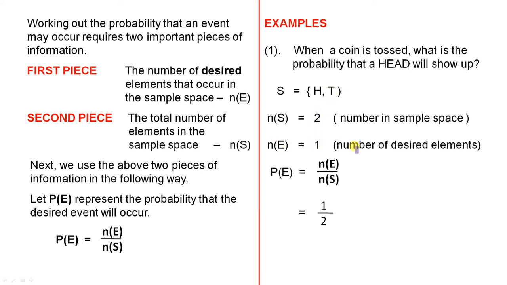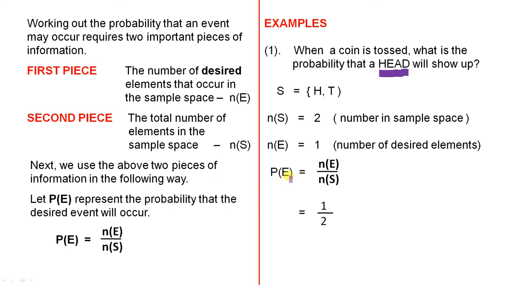NE is 1, the number of desired elements. Now the desired element was the head, because that's what we desire. That's what we want to show up. That's why we call it desired elements. So the number of those is 1.